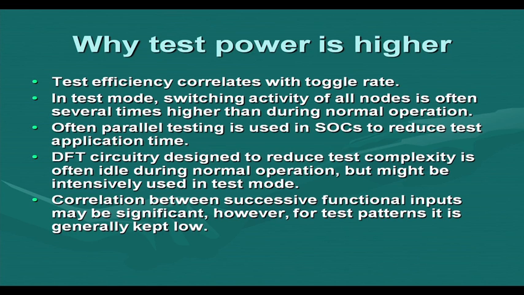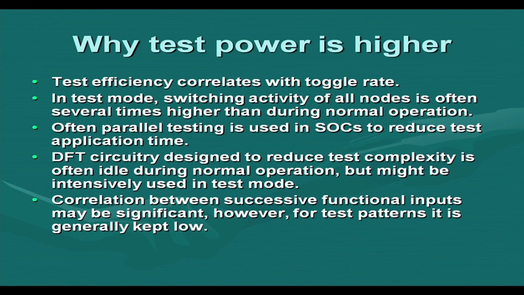The switching activity of nodes is several times higher because in case of normal operation, the successive inputs are correlated to each other. So many inputs do not change for the module, whereas in testing, these successive test patterns are highly different from each other. As a result, they will cause more toggles. Often parallel testing is used in SOCs to reduce test application time.